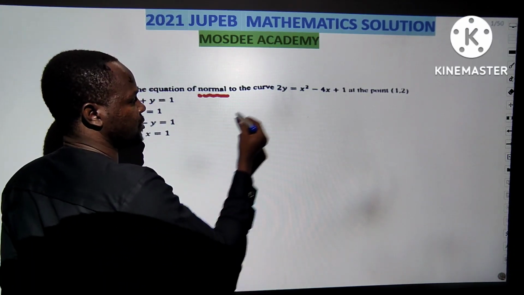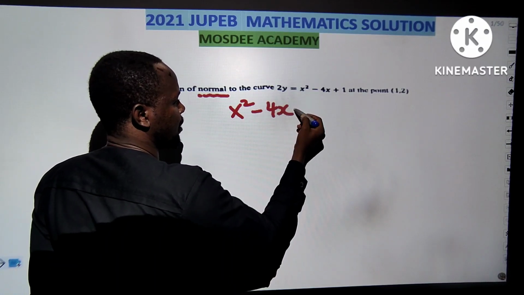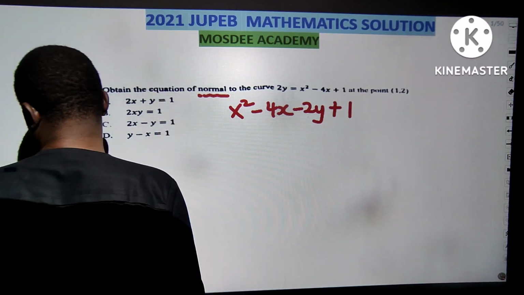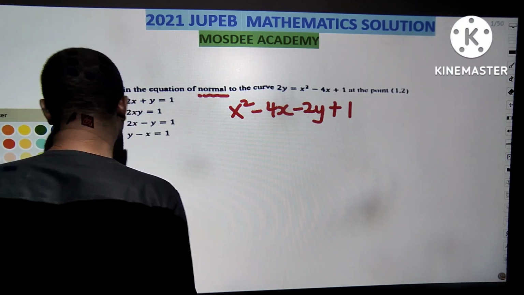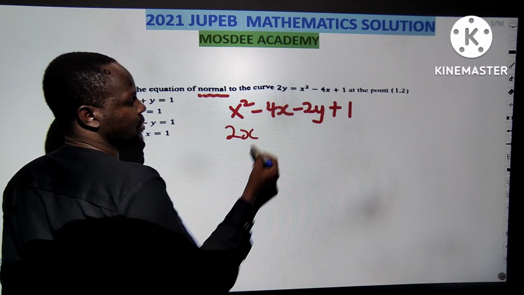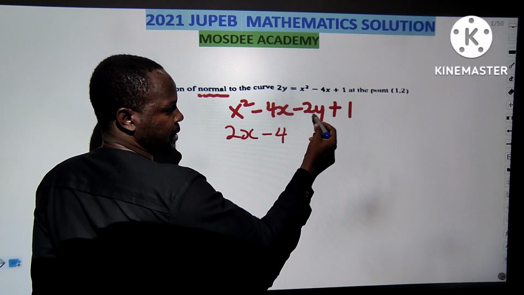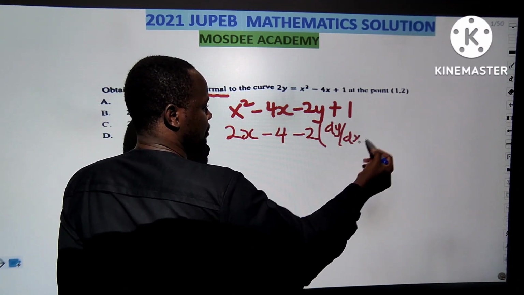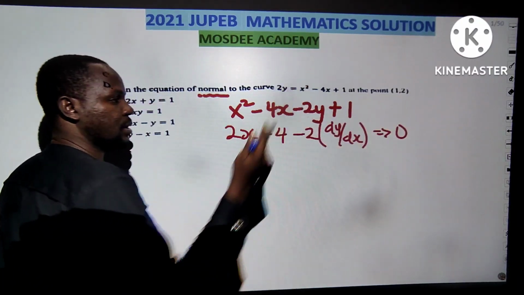If you arrange this equation, I'm doing the solution directly: x squared minus 4x minus 2y plus 1. Now you have to differentiate so that you get the gradient of the line. Differentiating x squared is 2x, differentiating minus 4x gives minus 4, differentiating minus 2y gives minus 2 dy/dx, using implicit differentiation, equals 0, because if I differentiate 1, a constant, it goes.